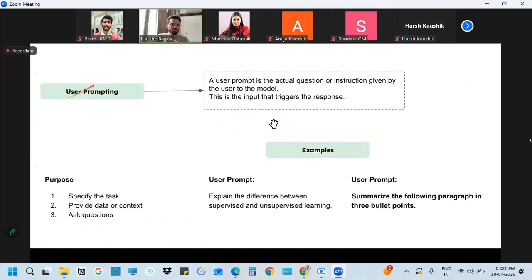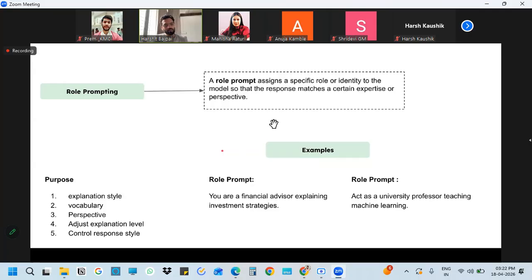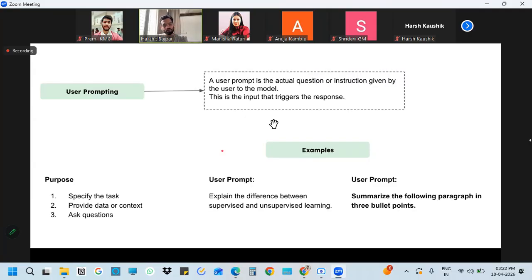Now the user prompt is basically the actual question that you want to ask. This is the input that triggers the response. For example, I'm asking the question, what is the difference between supervised and unsupervised learning? Basically, whatever prompt you're writing, you specify a task, you provide some data, and then you ask questions, so you get some output. For example, summarize the following paragraph in 3 bullet points. So there are 3 types of prompting: system prompting, role prompting, user prompting.